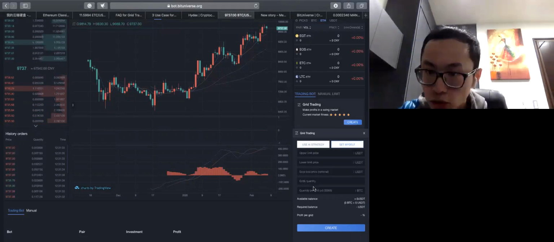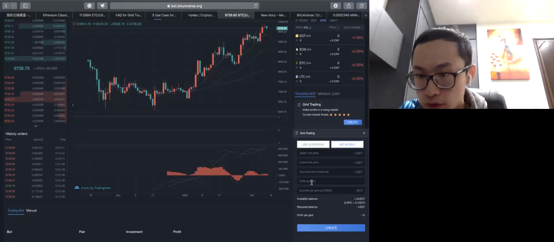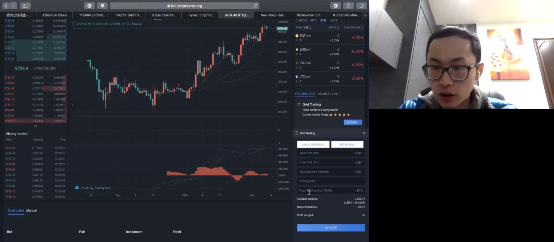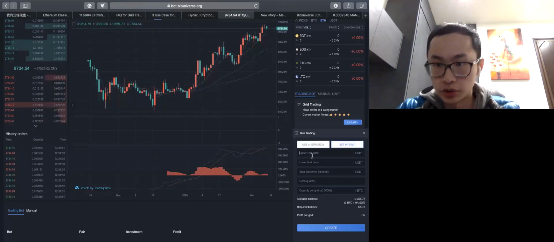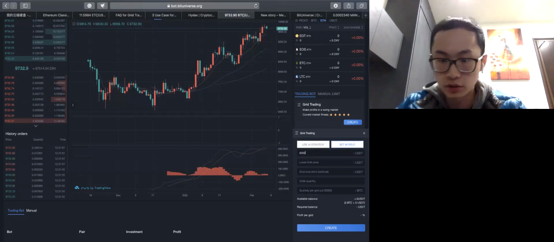And the grid quantity, which is the number of grids that I mentioned in the introduction. So these two are the price range and the grid quantity. And the last part is what's the quantity per grid you need to purchase. So let's just type, let's say 9,000. Okay, no.